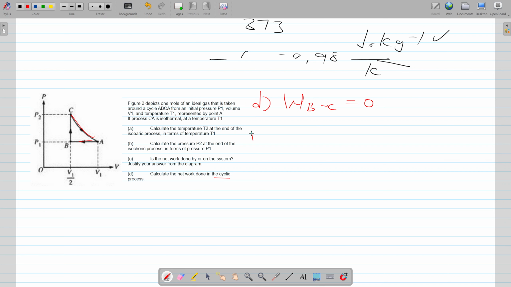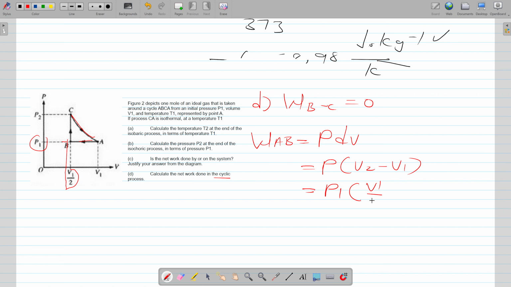So first, W AB is going to be equal to P dV, right? So this is going to be P into V2 minus V1, right? So our P is going to be P1 because A lies on P1. It's going to be P1 here. So we're going to say P1. And our V2 is going to be this here, right? It's going to be this one. So we're going to have V1 divided by 2. And then I'm going to say minus here, V1, right? Because our V1 is this one here, right?